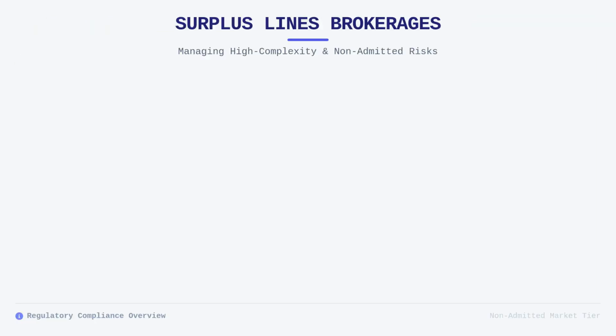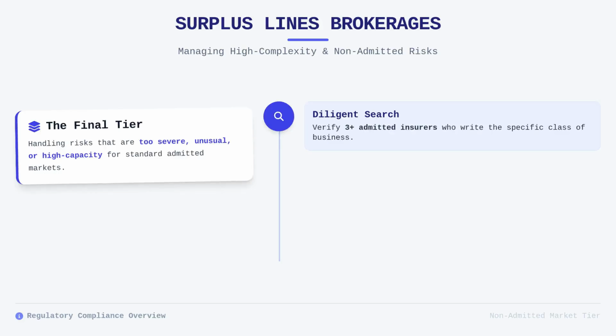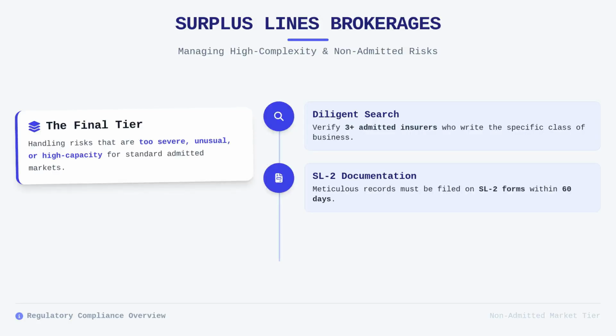Surplus lines brokerages represent the final tier of placement complexity, managing risks that are too severe, unusual, or high capacity for the admitted market. A licensed surplus lines broker operates under a stringent set of statutory duties, chief among which is the requirement to conduct a diligent search of the admitted market before exporting any risk. This search requires checking with at least 3 admitted insurers who actually write that class of business, and the details must be meticulously documented on the standardized SL2 form within 60 days of placement.